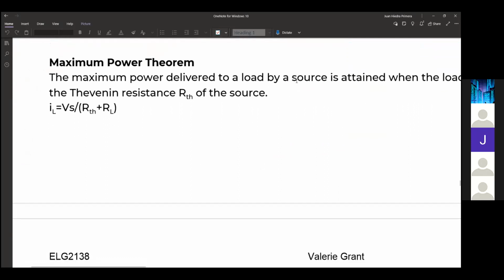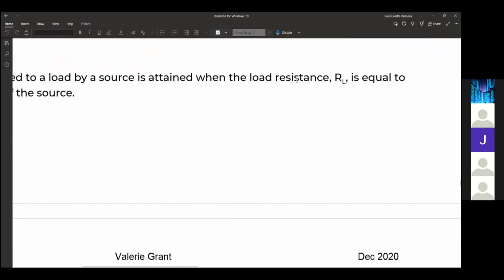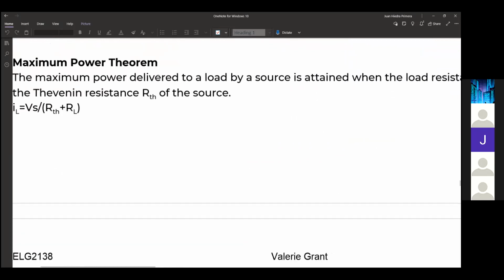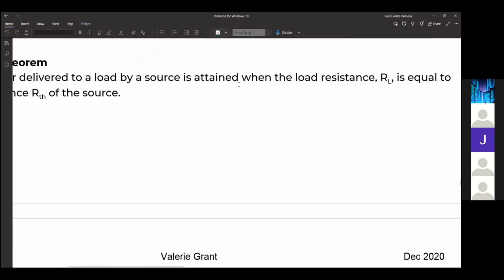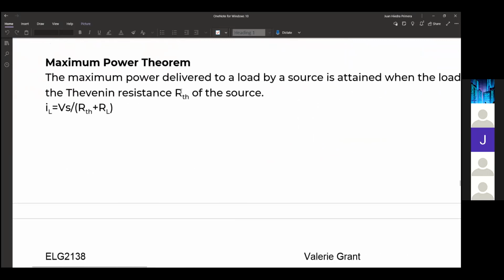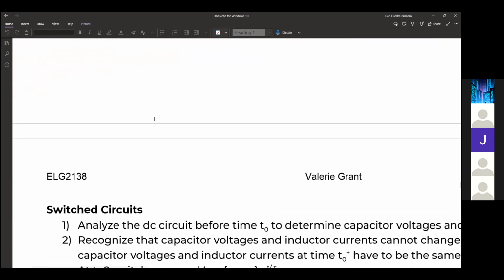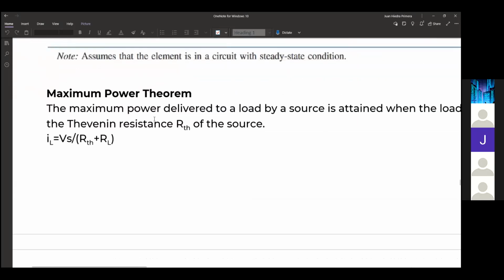So the maximum power theorem is something that gets touched on a little bit for the Thevenin circuits. The maximum power delivered to a load by a source is attained when the load resistance is equal to the Thevenin resistance of the source. That's due to resistor ratios. Basically, you want to make sure that the resistor ratio of the source resistance and the load resistance are equivalent, so you can max out how much current and voltage you're putting into each. Otherwise, you end up with more current than voltage or more voltage than current, and that actually will not give you maximum power.